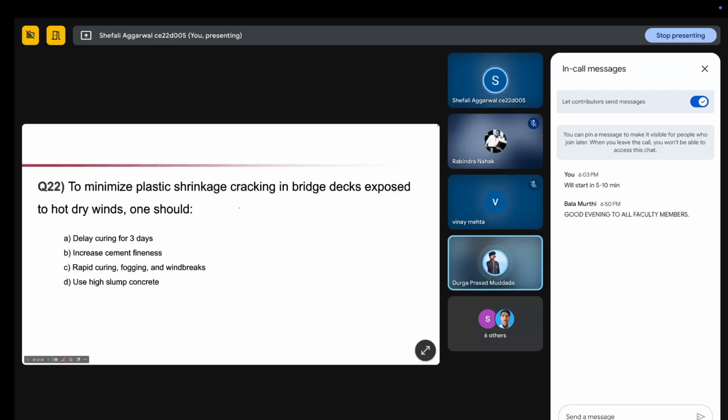To minimize plastic shrinkage cracking in bridges decks exposed to hot dry winds, one should delay curing for 3 days, increase cement fineness, rapid curing, fogging and windbreaks, or use high slump concrete. So to minimize plastic shrinkage, what we should do? C. Correct.